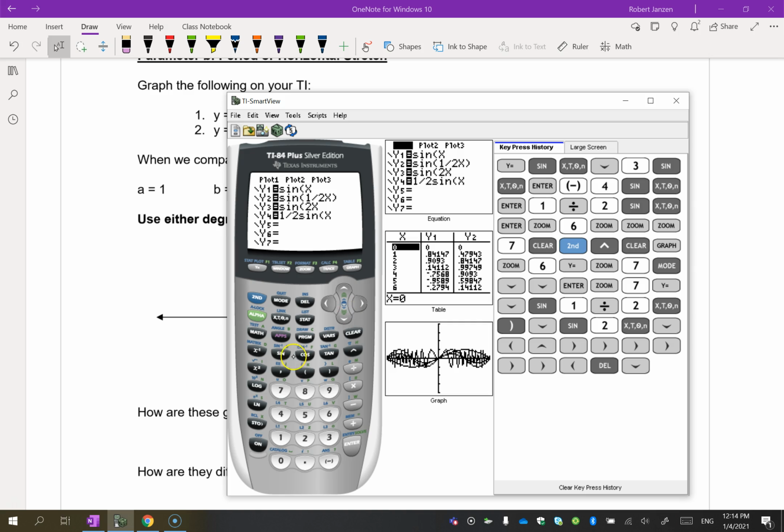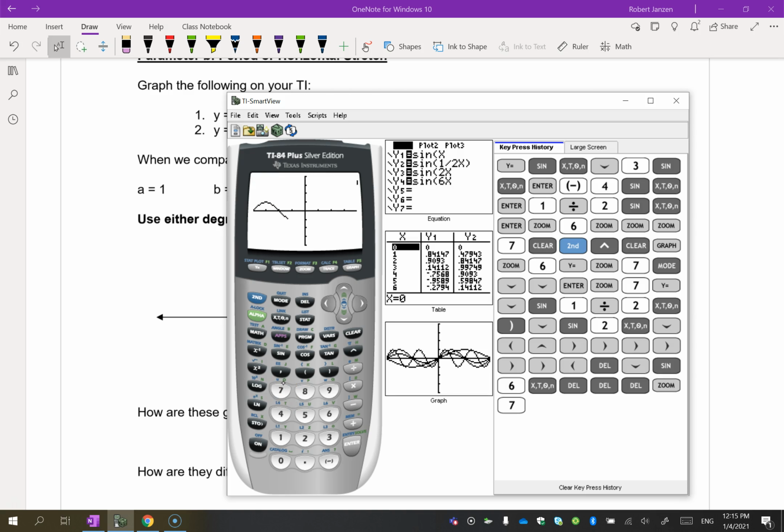And then sine 6x. Okay, and we'll go zoom 7 again. So you can see there's the first graph, and then there's the second graph. There's the third graph, and there's the fourth graph. How are those different?